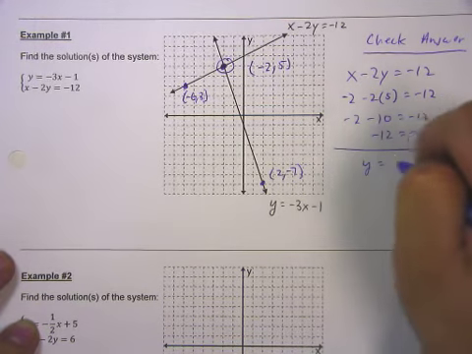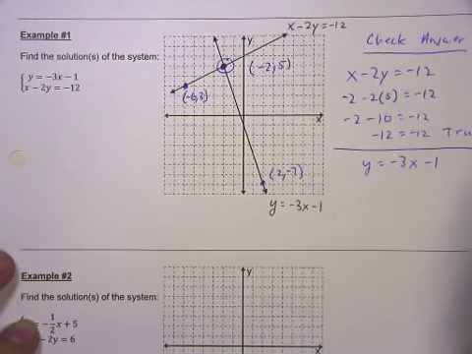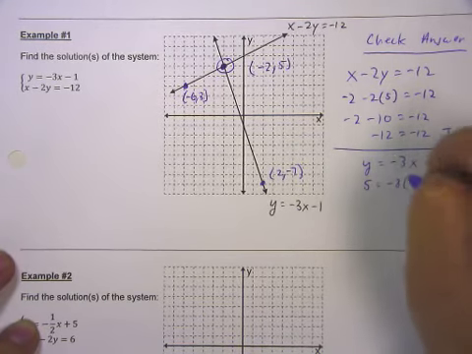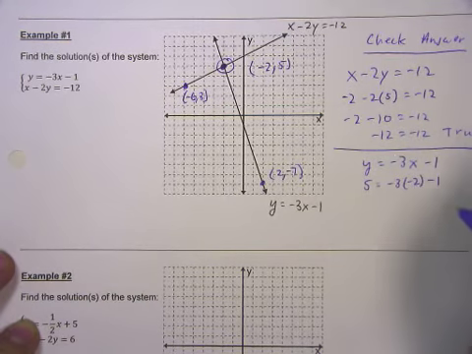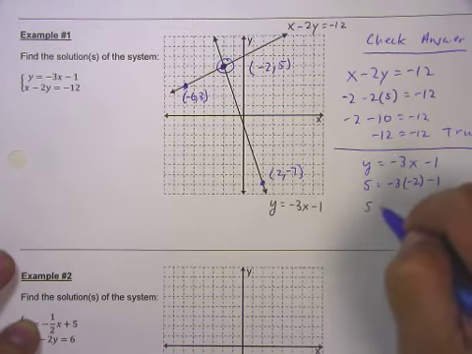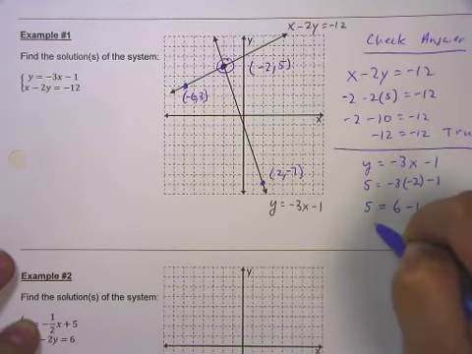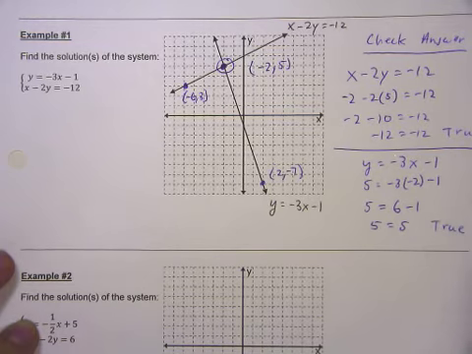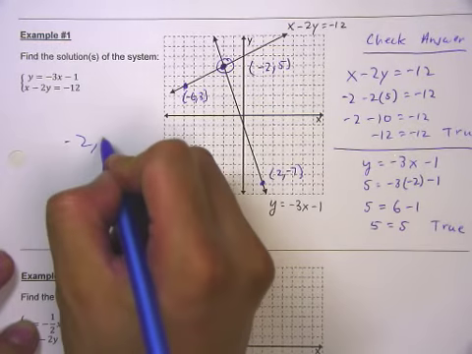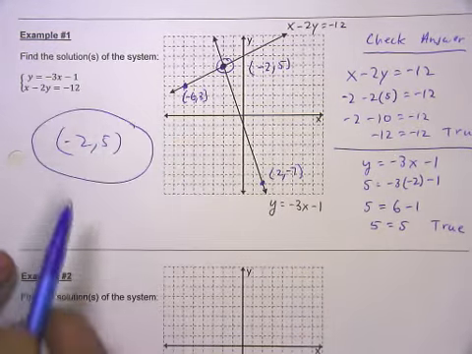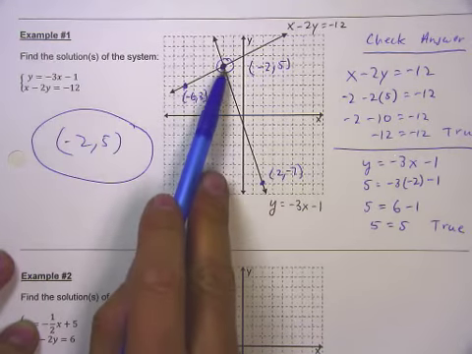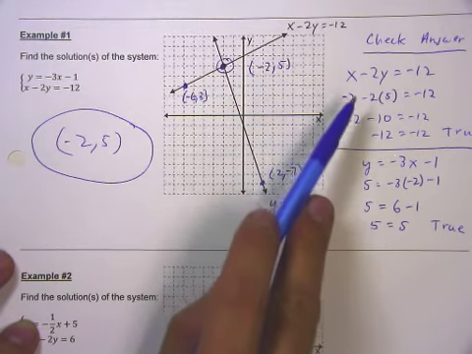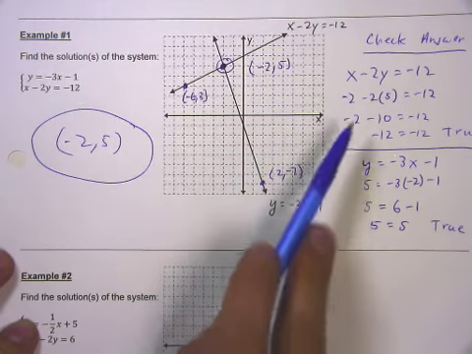The other equation was y equals negative 3x minus 1. I'm going to replace y with 5 and x with negative 2. Negative 3 times negative 2 is 6. So 5 is equal to 6 minus 1. We get 5 equals 5, which is also true. So this point right here, negative 2 comma 5, is the solution, the intersection point, because it satisfies both equations. When we replace x and y with negative 2 comma 5, we get true statements.